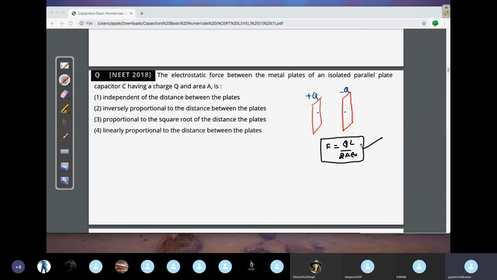So now we can see that in this case there is no dependence on d here. We are not getting d anywhere. You can see here. So independent of the distance, absolutely correct. Inversely proportional to distance, no, it does not depend upon distance. You can cut this. Proportional to the square root of the distance, no, it's cut. Linear for distance, you can cut this. Okay, you can see this is what you have there. So with the help of this formula, straight away you can write the answer. If you want, you can take the screenshot. It's as simple as this, right?